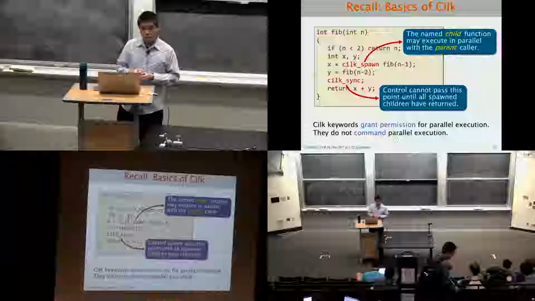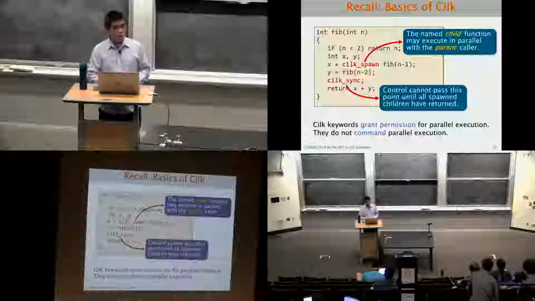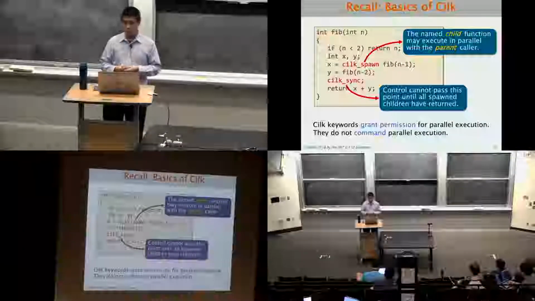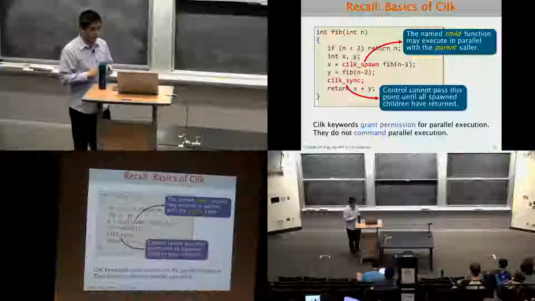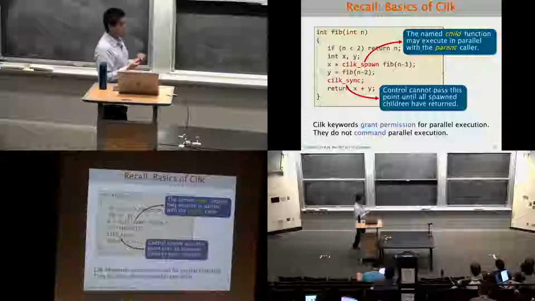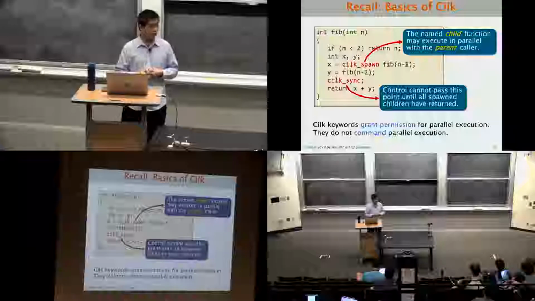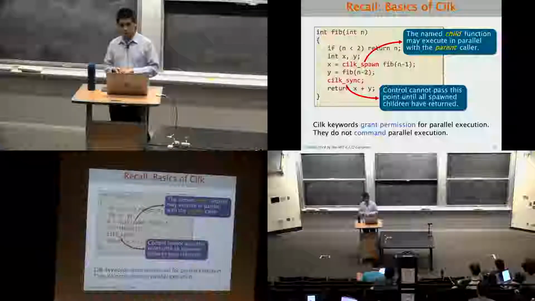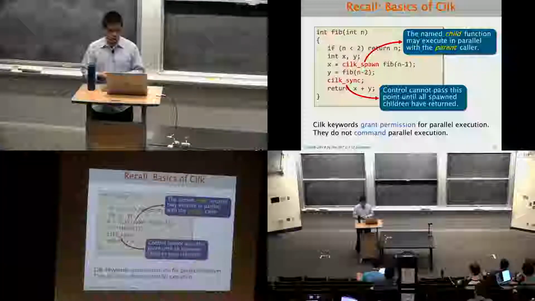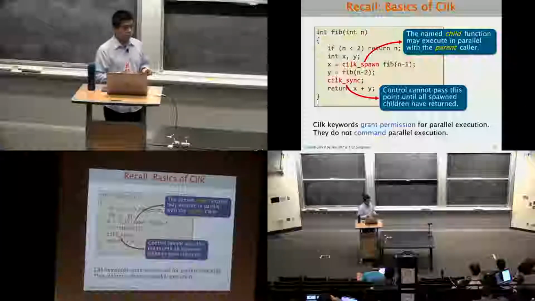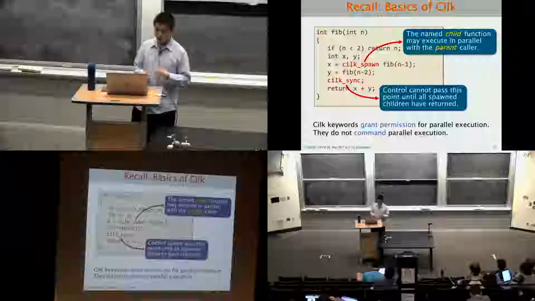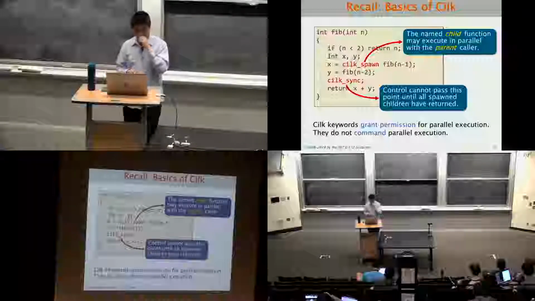And recall that the Silk keywords grant permission for parallel execution, but they don't actually force parallel execution. So this code here says that we can execute fib of n minus 1 in parallel with its parent caller, but it doesn't say that we necessarily have to execute them in parallel. And it's up to the runtime system to decide whether these different functions will be executed in parallel. And we'll talk more about the runtime system today.